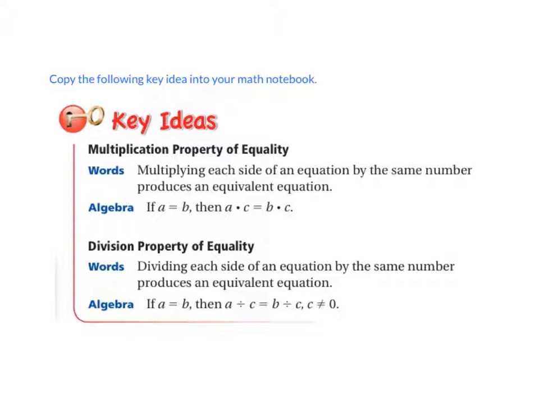Multiplication property of equality. Multiplying each side of an equation by the same number produces an equivalent equation. If A equals B, then A times C equals B times C. Division property of equality. Dividing each side of an equation by the same number produces an equivalent equation. If A equals B, then A divided by C equals B divided by C. However, C cannot equal 0.